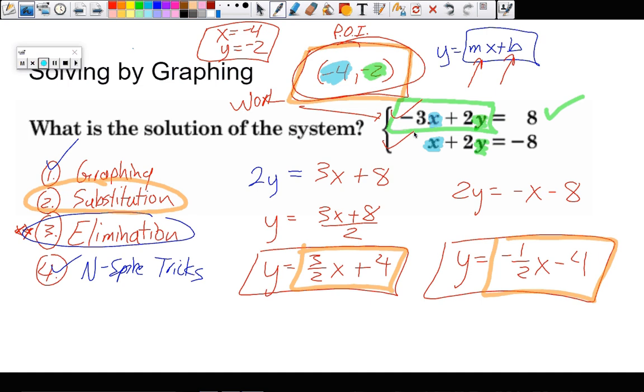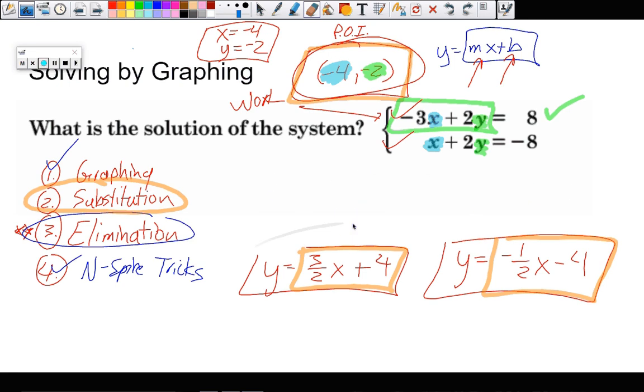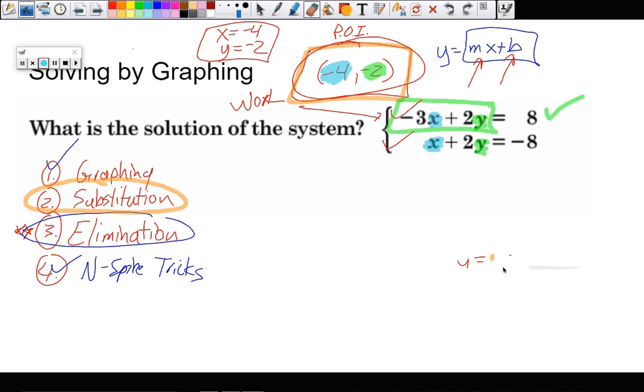We're going to get through all 3 before we go to lunch. And then I'll show you the trick with the calculator. Okay, here we go. So my answer right now is negative 4, negative 2. We solved it by graphing.